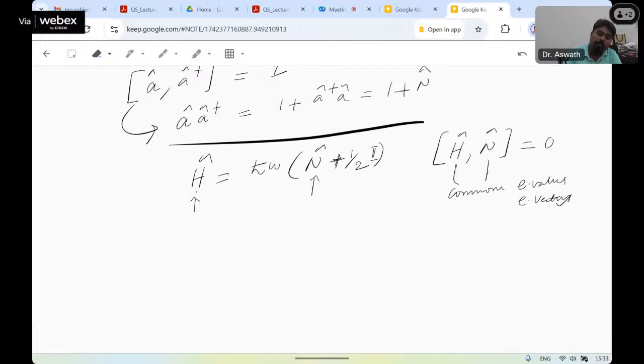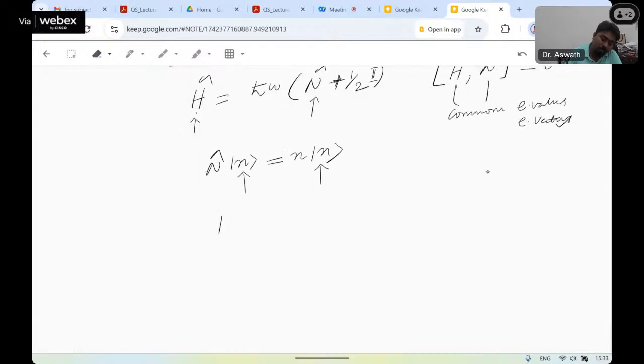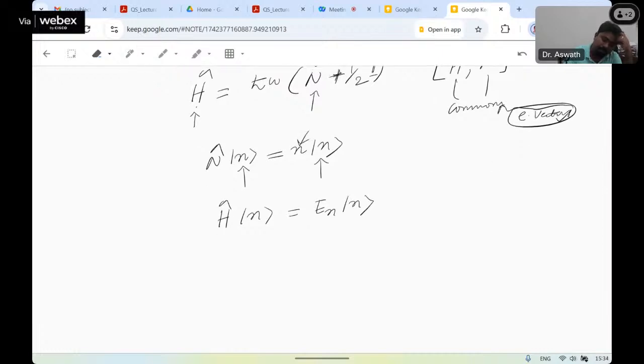So let's say there is a common set of eigenvectors for n. Those eigenvectors happen to be eigenvectors of H also because of the commutativity, with eigenvalue En. Eigenvectors would be common, eigenvalues would be different. Maybe I should remove that, it might confuse. Common eigenvectors would be there, with different eigenvalues, but the eigenvectors are the same.